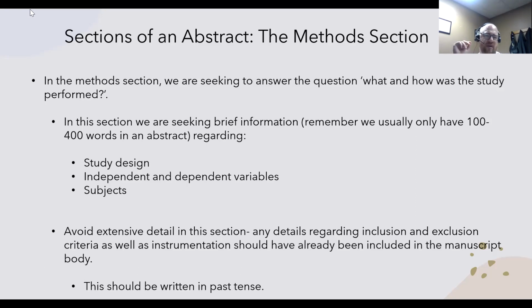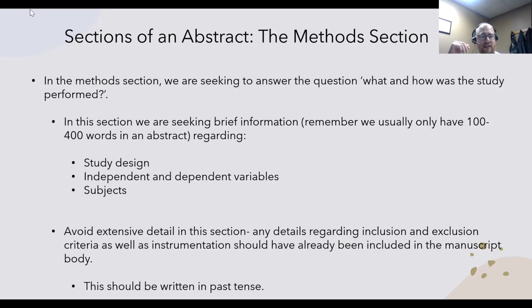So generally speaking, we're seeking to be very brief. Remember that in a typical abstract, we typically only have between 100 and 400 words in an abstract as a whole, right? So covering study design, what the variables were, and a brief summary of the subjects, right? So any detail that we want to go into about the methods section should be reserved for the paper itself and should be appropriately covered in the methods section.